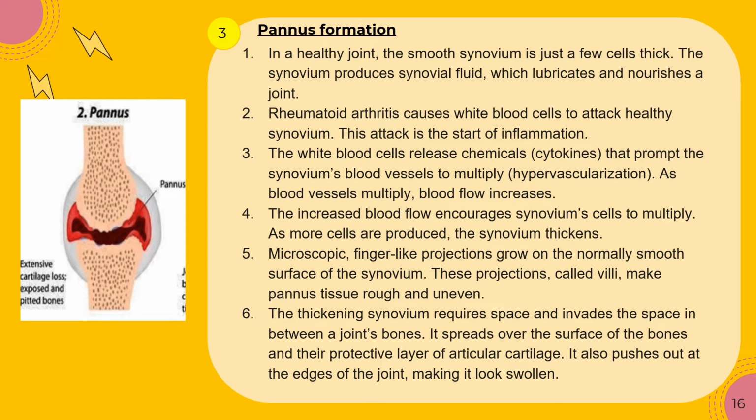The thickening synovium requires space and invades the space in between a joint's bones. It spreads over the surface of the bones and their protective layer of articular cartilage. It also pushes out at the edges of the joint, making it look swollen.